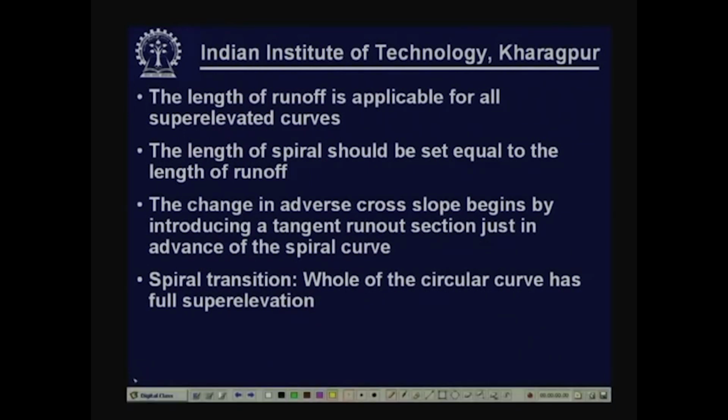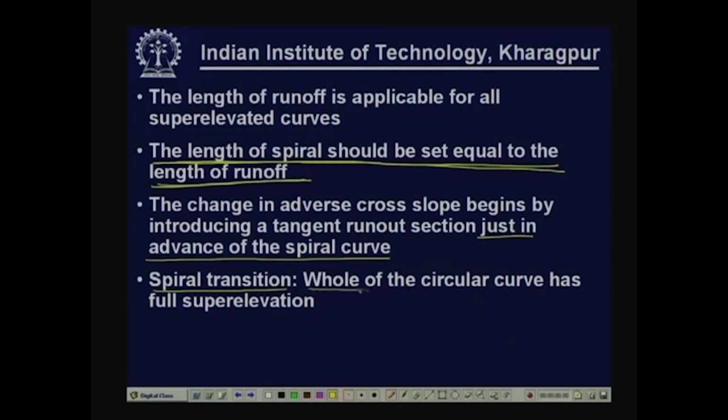Therefore, what is normally recommended is that the length of spiral should be set equal to the length of runoff. I repeat, the length of spiral should be set equal to the length of runoff, then there will not be any compatibility problem. Two different design criteria will not appear, there will be overall compatibility. Now, obviously, before we do that, the change in adverse cross slope is done by providing tangent runout, and the change in adverse cross slope begins by introducing a tangent runout section just in advance of the spiral curve. In following this design standard, wherever we are using spiral transition, the whole of the circular curve will have full super elevation.